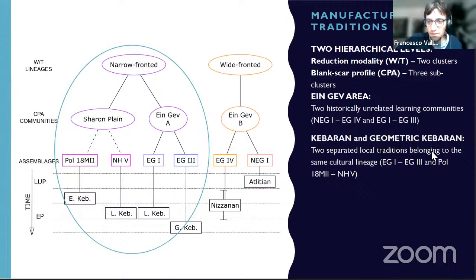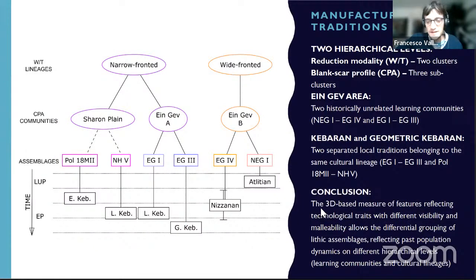Instead, when we look at all the Kebaran and geometric Kebaran sites, we see a certain technological continuity among all these sites. But still, we are able to separate them on a hierarchically lower level. We can see so that both areas were occupied by groups belonging to the same wide tradition, but with two slightly different technological traditions. In synthesis, we see that 3D-based measures can be used to track and to reconstruct many different aspects of the population dynamics in the past.